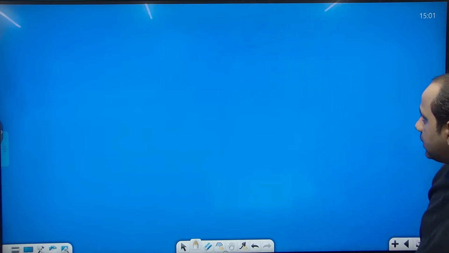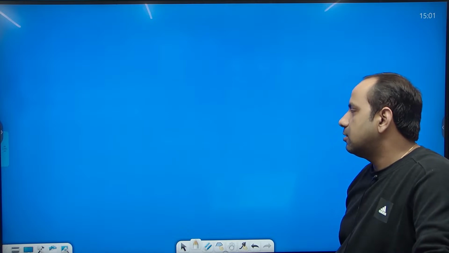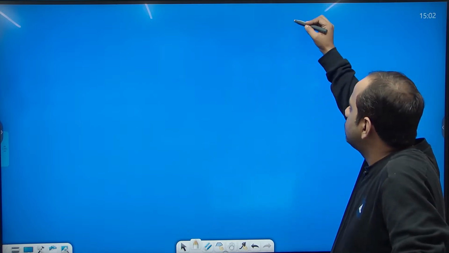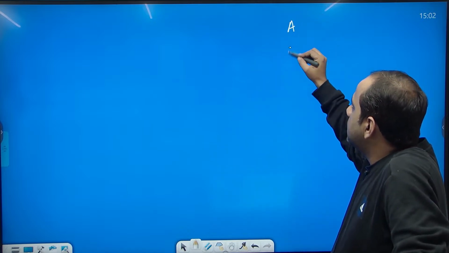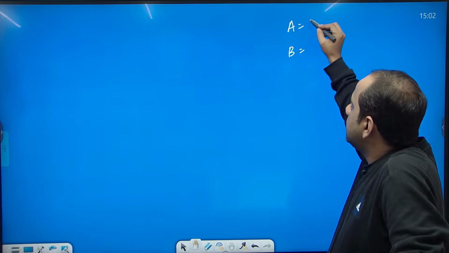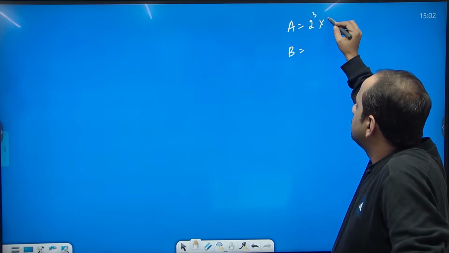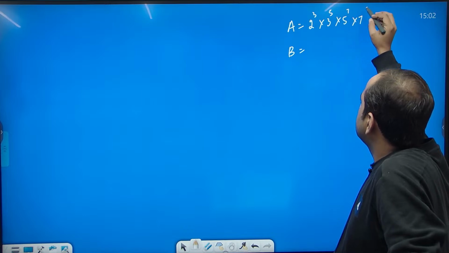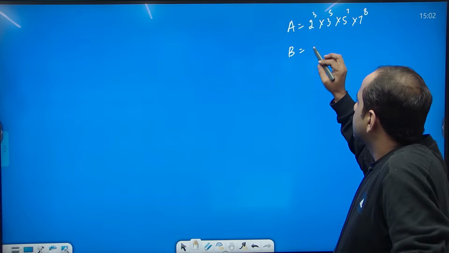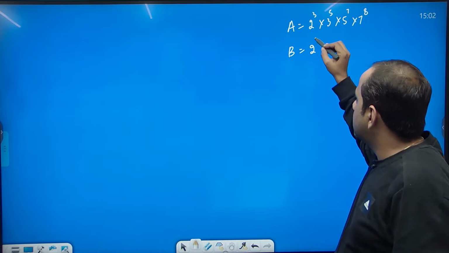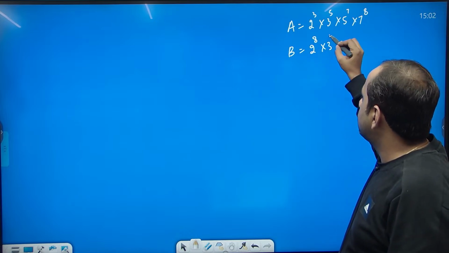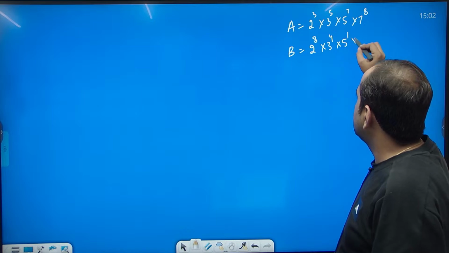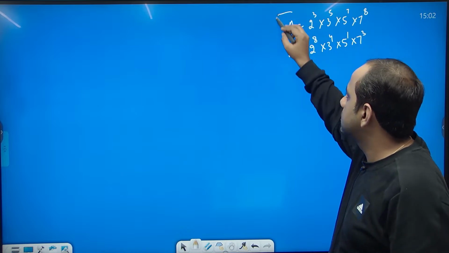So this is how we can write down LCM of two numbers. Like if I say that we have two numbers A and B, and A is 2 to the power 3, 3 to the power 5, 5 to the power 7, 7 to the power 8, and B is 2 to the power 8, 3 to the power 4, 5 to the power 1, and 7 to the power 3.